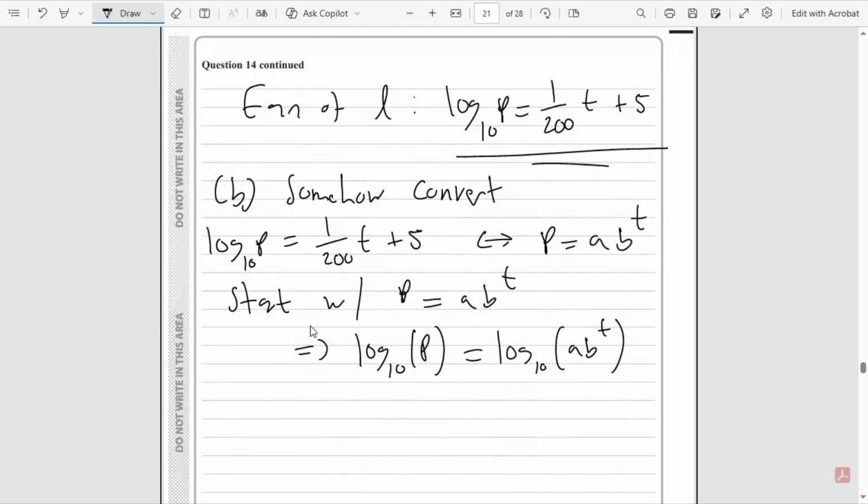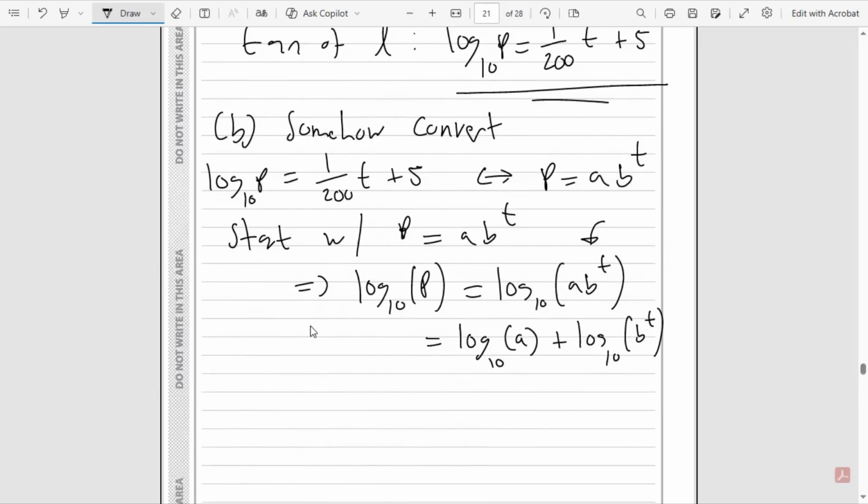Perfect. Now, using our rules of logarithms, the addition rule, when you add logs, you multiply the inside. So we have here log base 10 a plus log base 10 b to the power of t, because we have here a times b to the power of t. And then the power rule of logs tells us that if there is a power inside a logarithm function, you can bring that power to the front. So this gives us log base 10 a and then plus t multiplied by log base 10 b there.